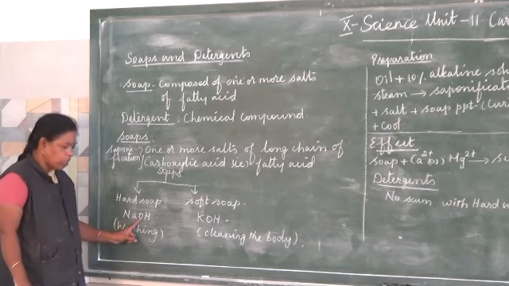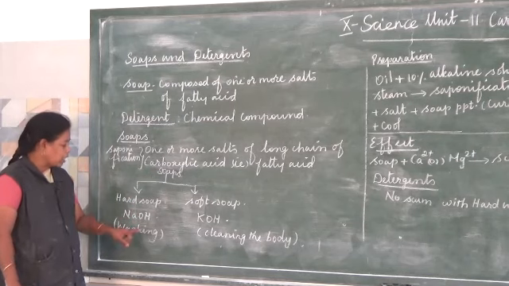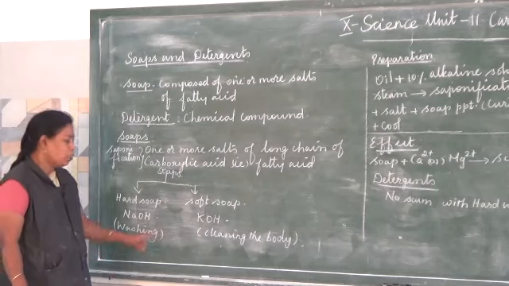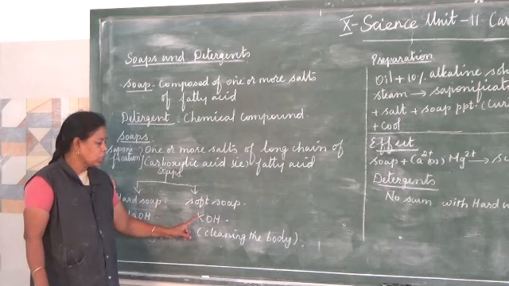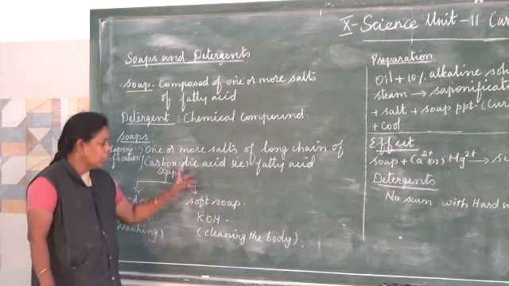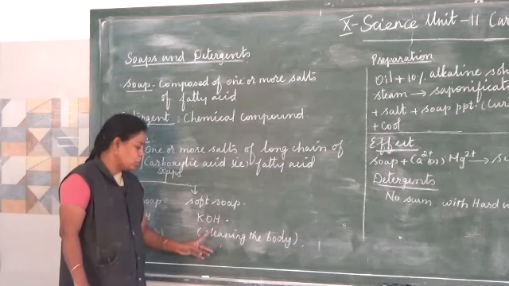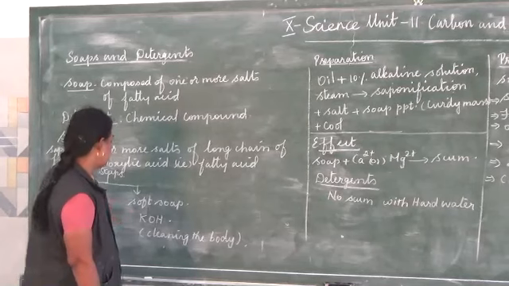So saponification of sodium hydroxide with carboxylic acid forms a hard soap that is used for washing purposes. And saponification of potassium hydroxide with carboxylic acid forms soft soap that is used for cleaning the body. So these are the two kinds of soap.